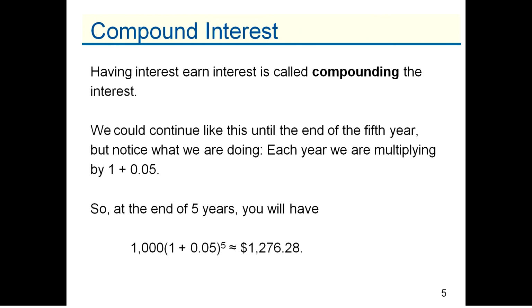We could go through and calculate it 5 times to figure out the 5th year, or we can just use the formula that we see down here, where we've plugged in 1,000 for the present value, 5% for the annual percentage rate, and M, we're only compounding once a year, so it's a 1, and T is 5 years. So that's how we ended up with $1,276.28.